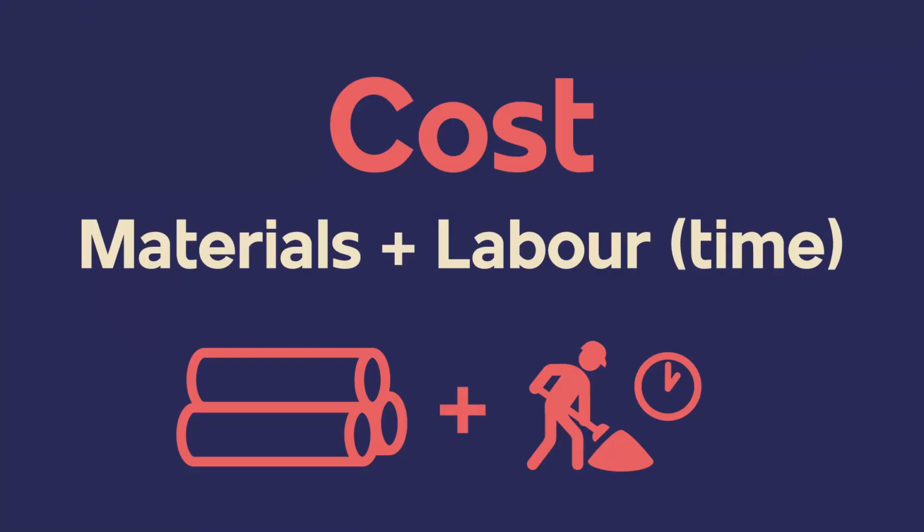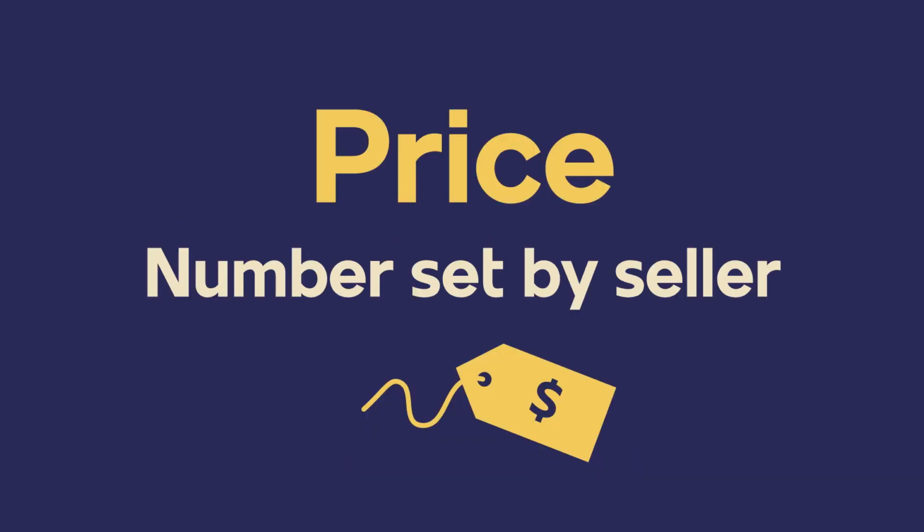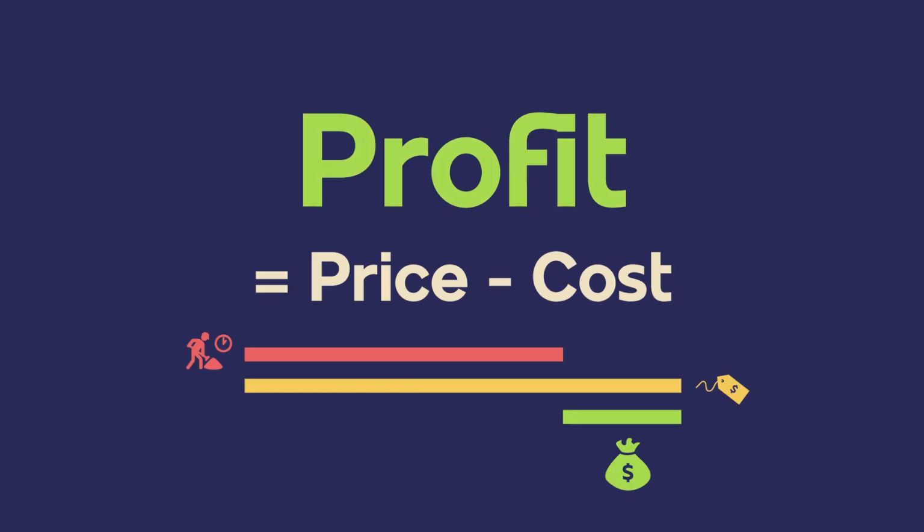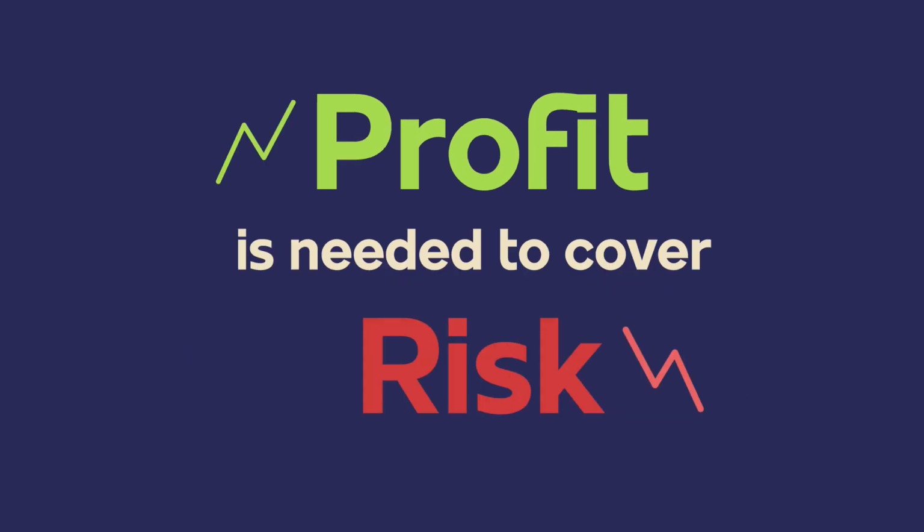So let's go over everything we know so far. Cost is what it takes you to produce things and consists of materials and labor. The price is the number that you set, which is the amount of money that you'll take in exchange for your goods or services. Your profit is any money that you take in that goes above and beyond your costs and is needed to cover risk.